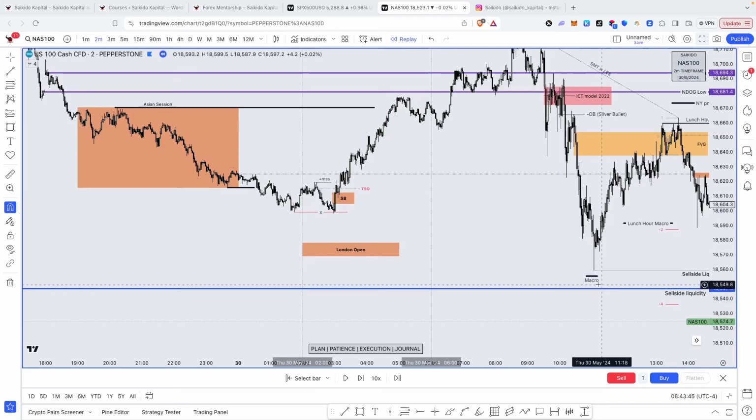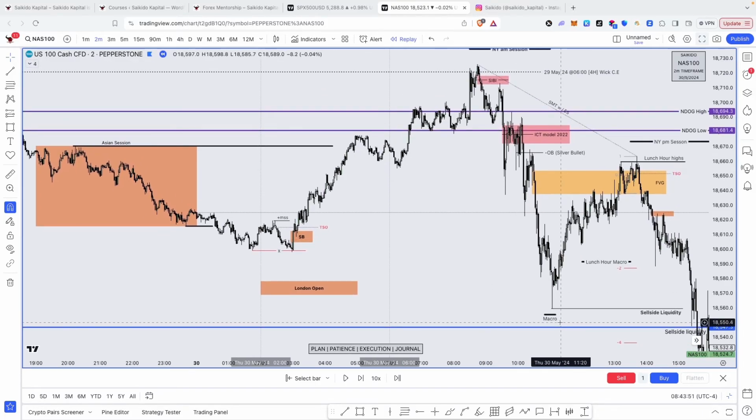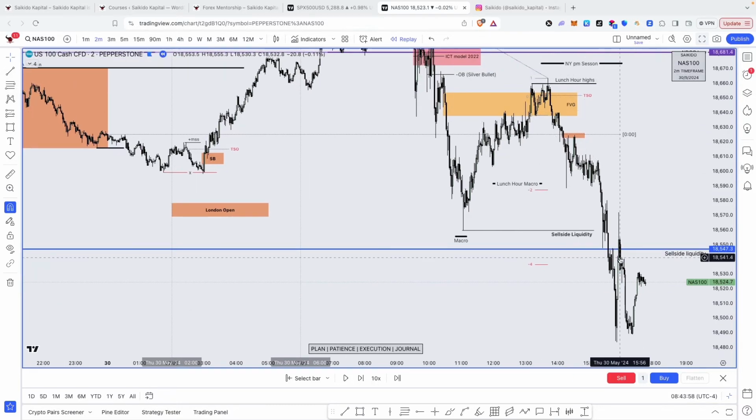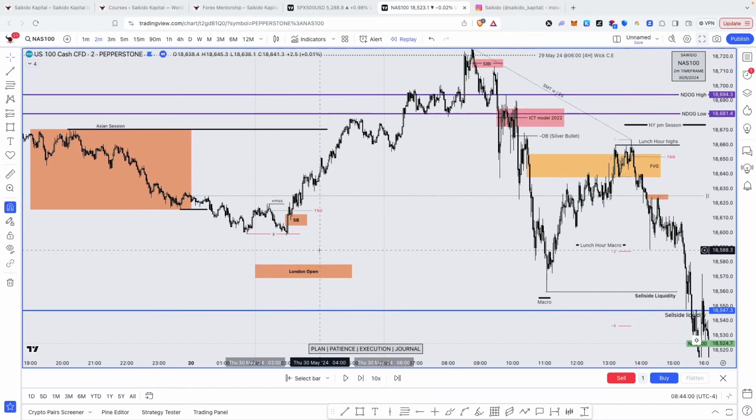Obviously, I had some runners, but I closed somewhere here because I didn't wait for this best case terminus, because it might not reach this during the AM session, but rather during the PM session, which is exactly what happened here. So I don't really wait for the best case terminus. I just take my profits somewhere around the London lows, then I'm done.